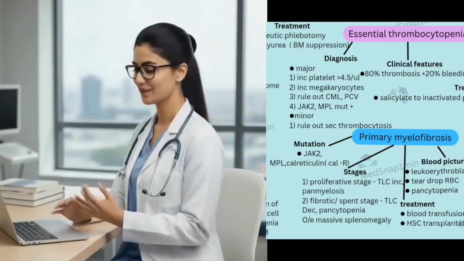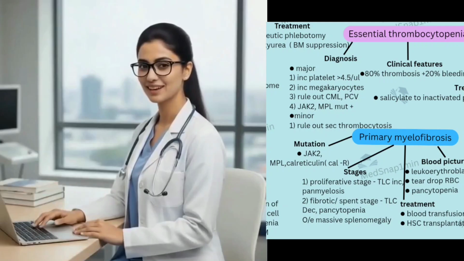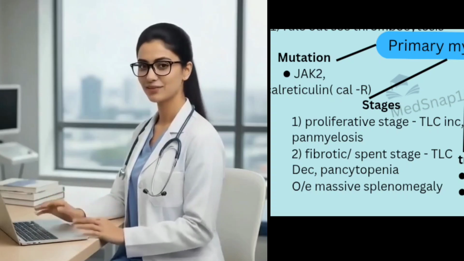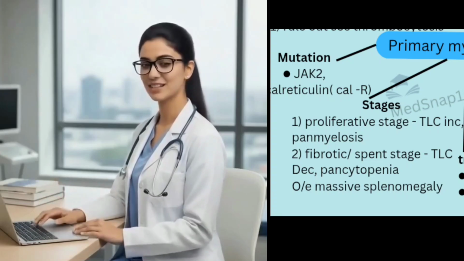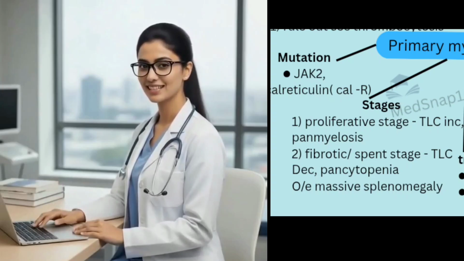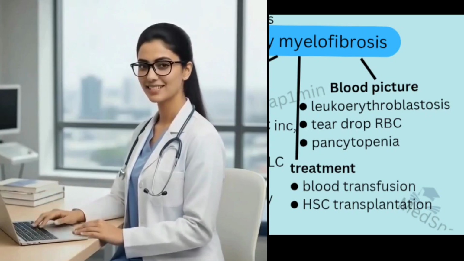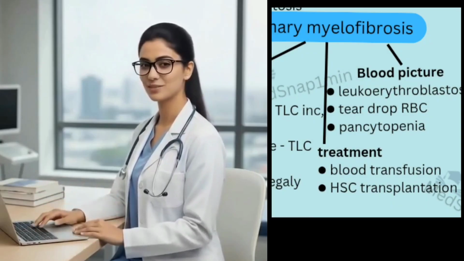In primary myelofibrosis, there is mutation of JAK2, MPL or calreticulin. There are 2 stages. In the first one, there is proliferation with high TLC and panmyelosis. In second stage, there is fibrosis, leading to pancytopenia. Blood picture shows leukoerythroblastosis and teardrop RBC. Treatment can be done by hematopoietic stem cell transplant.